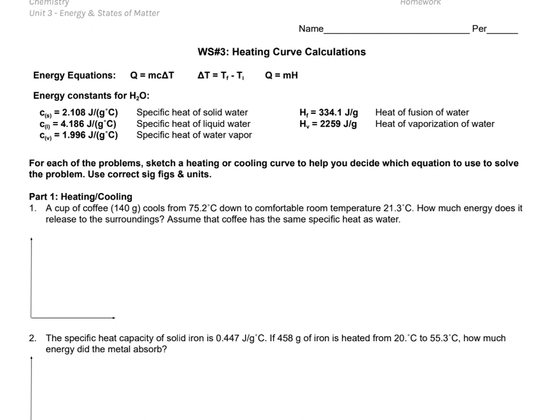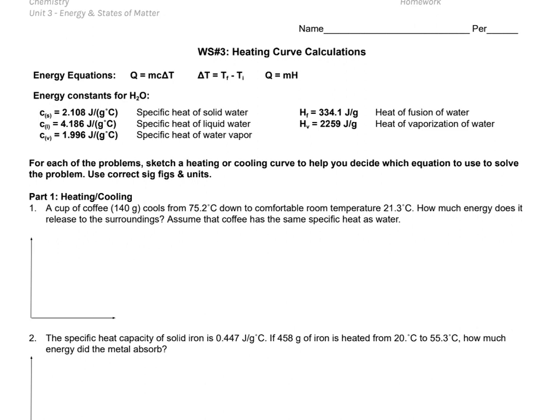Okay, so welcome to our walkthrough of Unit 3, Worksheet number 3, which is heating curve calculations. You can see that we have our equations and our constants up here at the top of the page. Remember that Q stands for heat, M stands for mass, C stands for the specific heat, which is the amount of energy it takes to heat 1 gram of something by 1 degree Celsius. And delta T stands for the change in temperature, which is the final temperature minus the initial temperature.